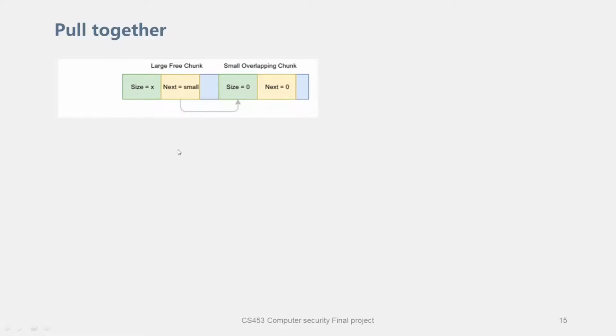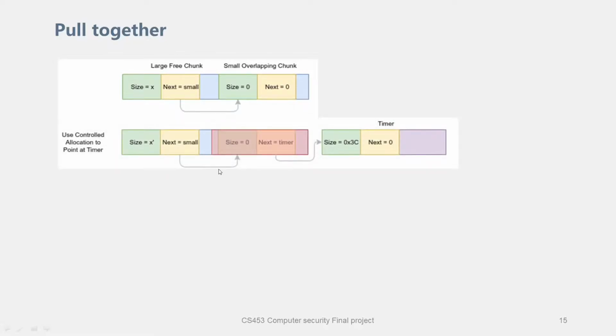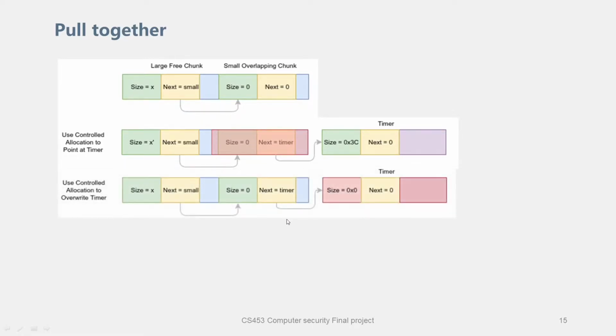First, we create two overlapping free chunks. Then, we use the controlled allocation primitive to point the smaller free chunk at one of the timers in the list above. Next, we create another controlled allocation. This one will be the size of 0x3C, for which the timer chunk is the best fit. Therefore, at this point, we will overwrite the timer's contents.